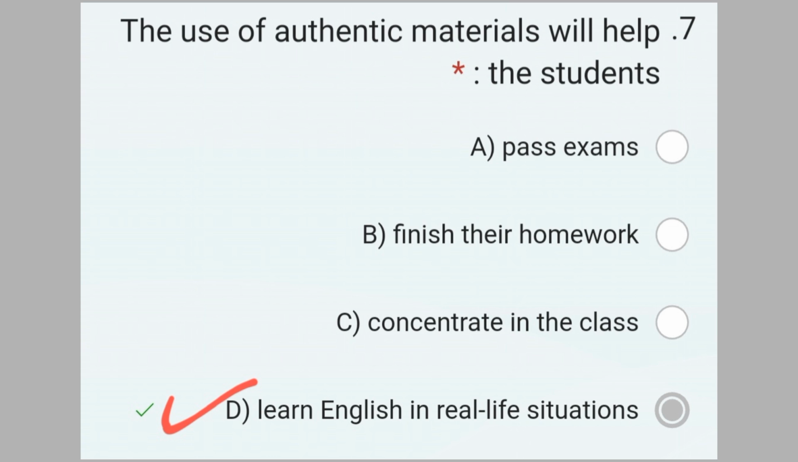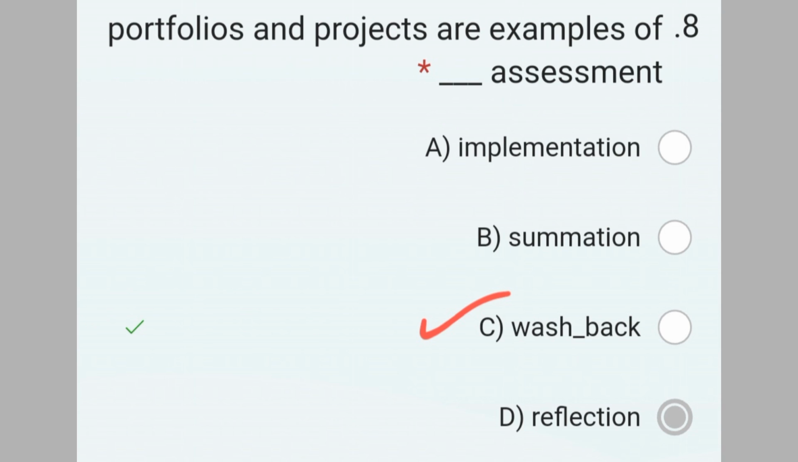7. The use of authentic materials will help the students: A. Pass exams. B. Finish their homework. C. Concentrate in the class. D. Learn English in real-life situations.